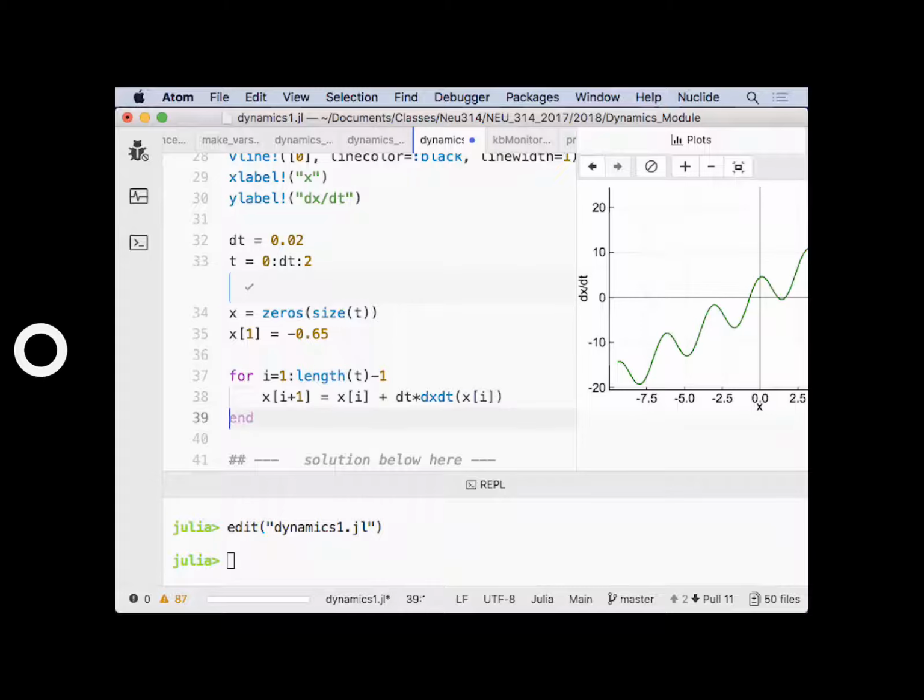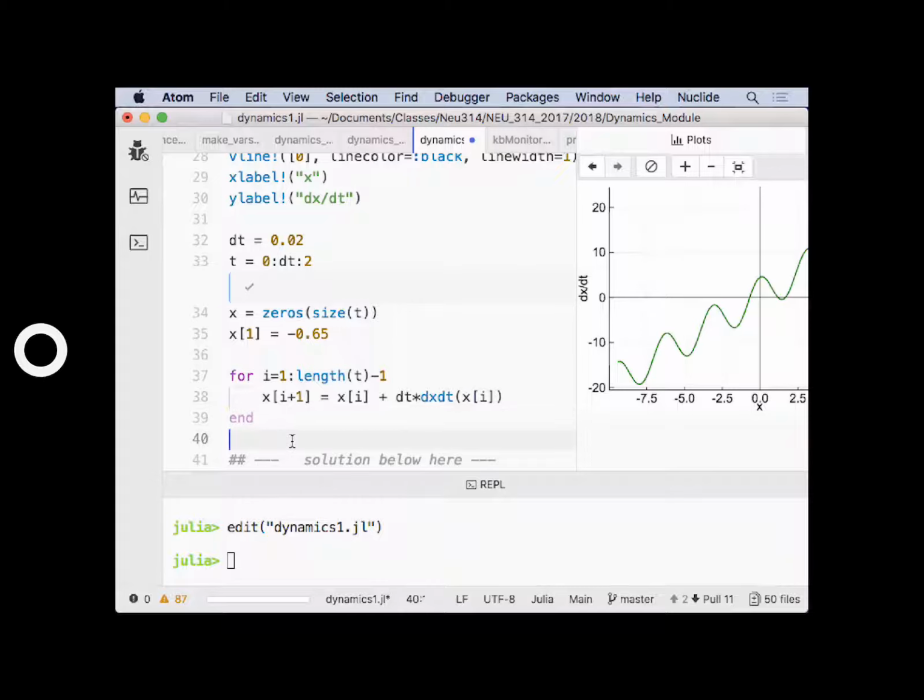Yeah? What did you do to the minus 1 again? Like t to minus 1? Oh, because imagine when i is the length of t minus 1, we're going to be guessing what x for the final point is over here. So it's because of this i plus 1 on the left. So in principle, that's the recipe, relatively simple.